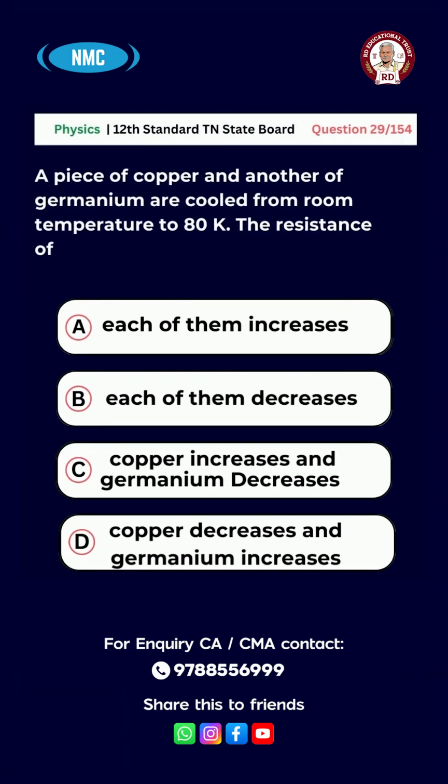Question number 29. A piece of copper and another of germanium are cooled from room temperature to 80 K. The resistance of option A, each of them increases, B, each of them decreases, C, copper increases and germanium decreases, D, copper decreases and germanium increases. And the right answer is option D, copper decreases and germanium increases.